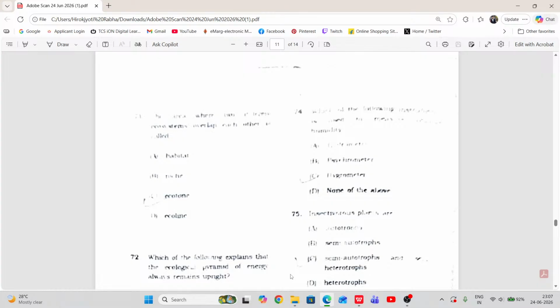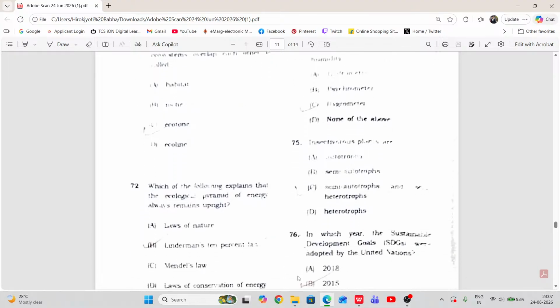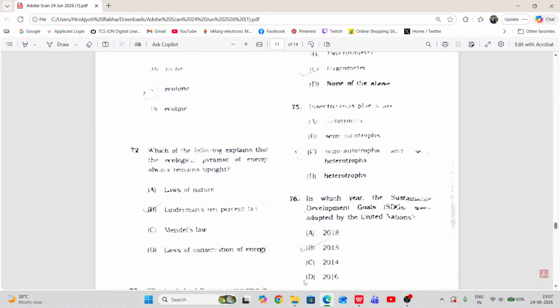The area where two different ecosystems overlap each other is called ecotone. Which of the following explains that the ecological pyramid of energy always remains under the 10% law? Which of the following organisms is paired with? Which of the following instruments is used to measure humidity? Hygrometer. Insectivorous plants are semi-autotrophic and semi-heterotrophic.